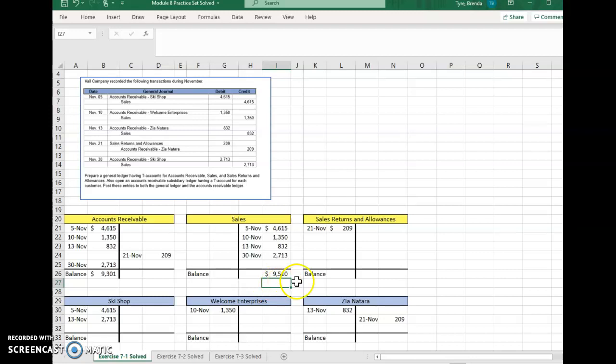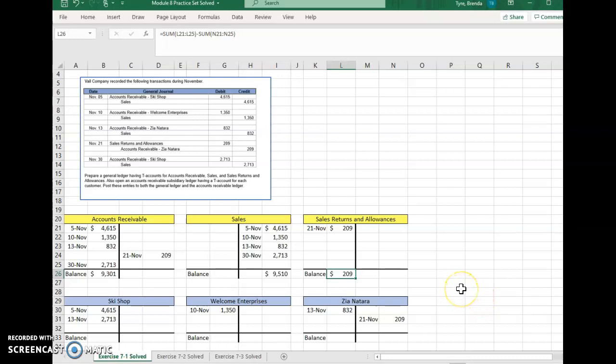Same thing over here in the returns. I'm just going to copy from the accounts receivable. So we have accounts receivable debit $93.01, sales credit $95.10, and sales returns and allowances $209. And if you do some quick mental math, you can see that our debits are equal to our credits.